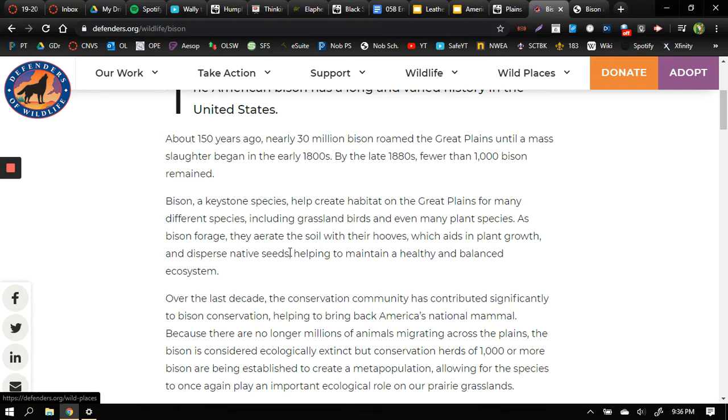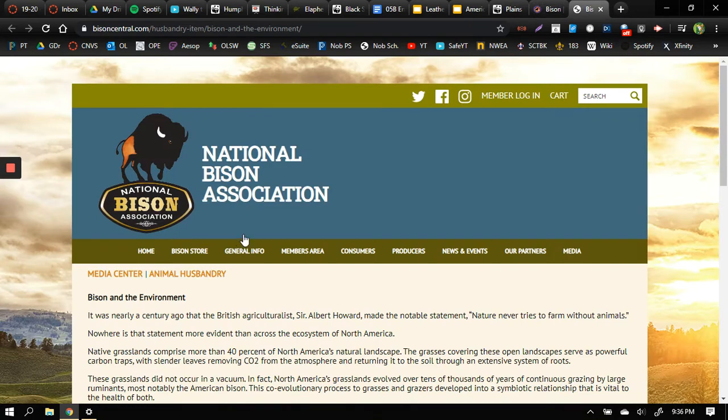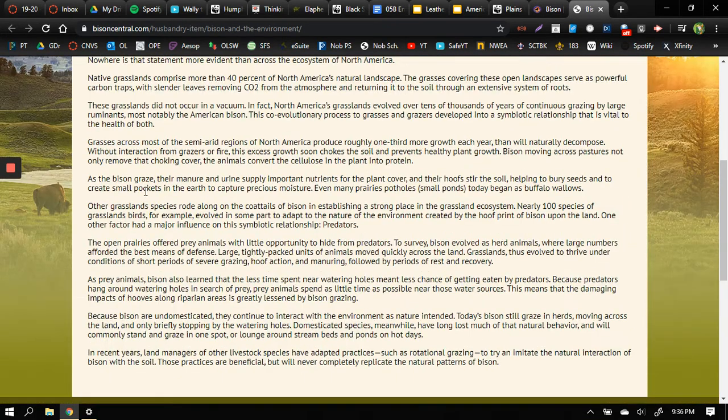Okay. And they disperse native seeds, helping to maintain a healthy, balanced ecosystem. Okay. Dispersing seeds. They eat grasses, and then sometimes those seeds come out later. Okay, speaking of the digestive and excretion systems, so it says here, as the bison graze, their manure and urine supply important nutrients for the plant cover, and their hooves stir up the soil.